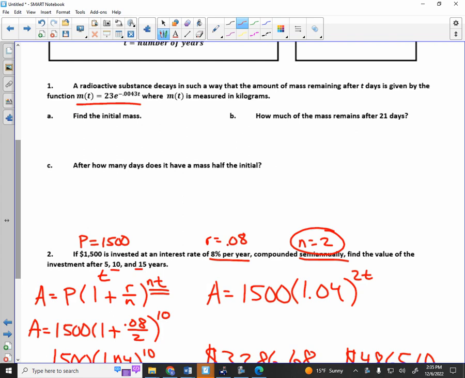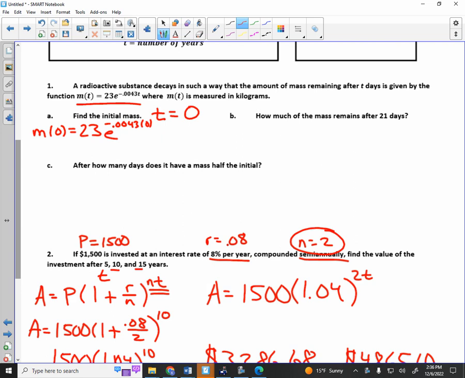Let's answer these questions. Find the initial mass. Initial mass means at what time? If it's like the first thing that happens, where do you think we start at? Time 0. So we're going to say initial mass is at time 0. So I'm going to plug a 0 in for t and see what the initial mass is. So m of 0 is equal to 23 e to the negative 0.0043 times 0.